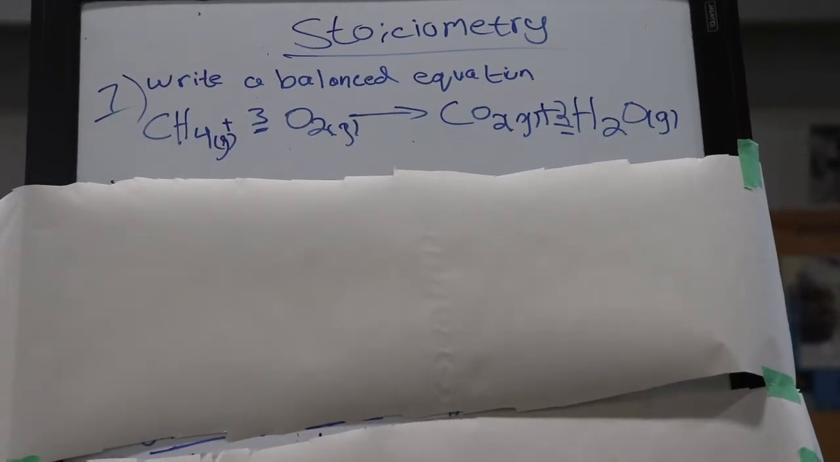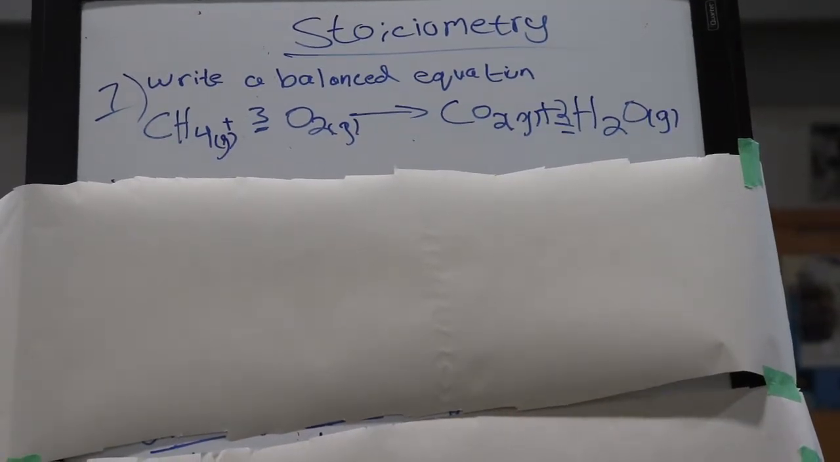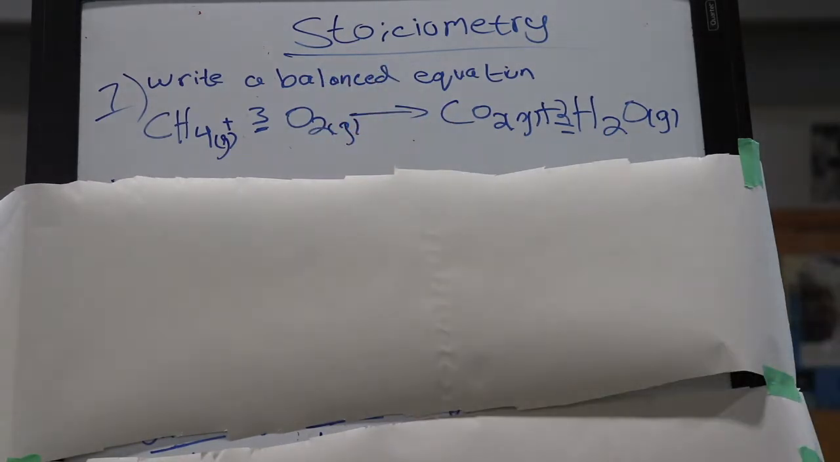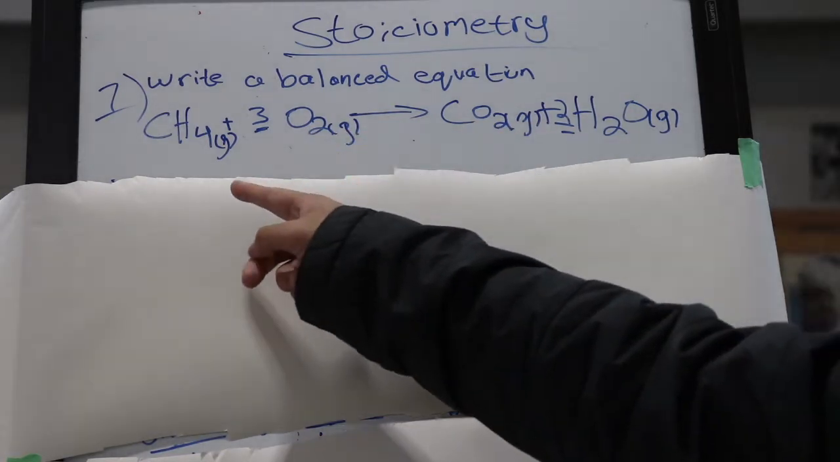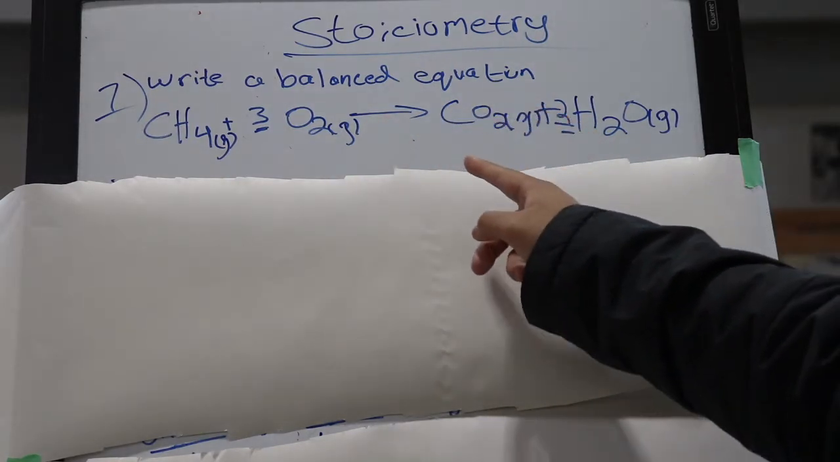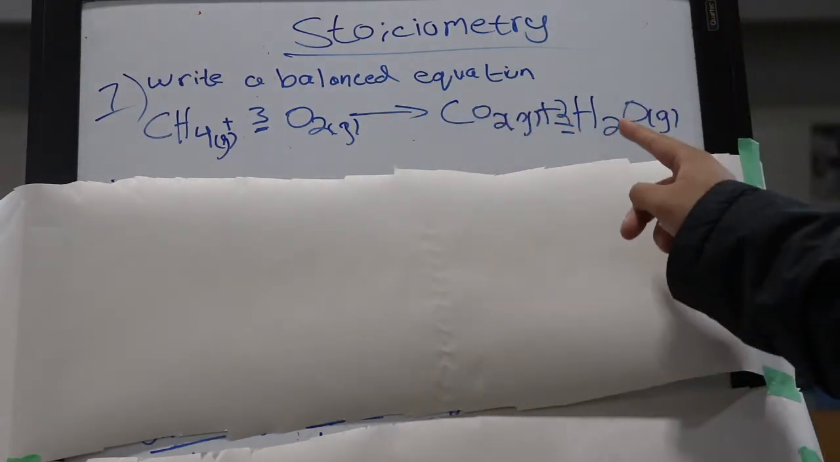Alright guys, for the first step to doing stoichiometry, we have to write a balanced chemical equation. The question we were given is: methane burns with oxygen to produce carbon dioxide and water vapor. So if we look at the equation, we have 1 CH4 plus 3 O2 equals 1 carbon dioxide plus 2 water vapor.